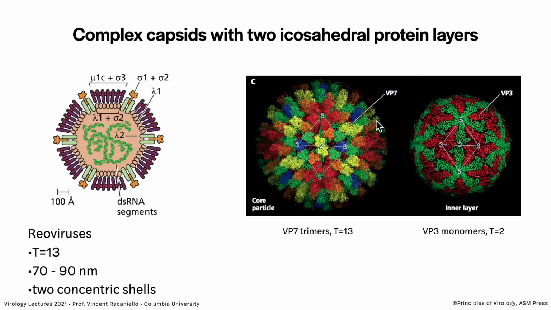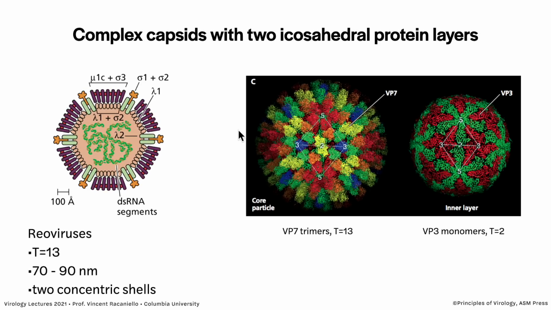Sometimes we have 2 icosahedral shells. And these are reoviruses, which are T=13 particles, 70 to 90 nanometers in diameter. They have 2 concentric icosahedral shells, which are diagrammed here in purple and in brown. Inside is a double-stranded RNA segmented genome. And here are the structures of the 2 shells. The outer shell is made up of trimers of VP7, T=13. And within it is a shell with a different T number, interestingly, T=2, made of VP1 monomers. And they're compatible with each other.